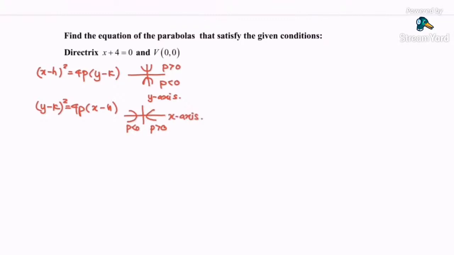So kindly refer to the situation where we have the directrix x equals negative 4 and the vertex is at the origin. So kindly refer to the diagram. Here we have the origin. Then the directrix is x equals negative 4. So let's say we have 1, 2, 3, and 4. So here we have the directrix.